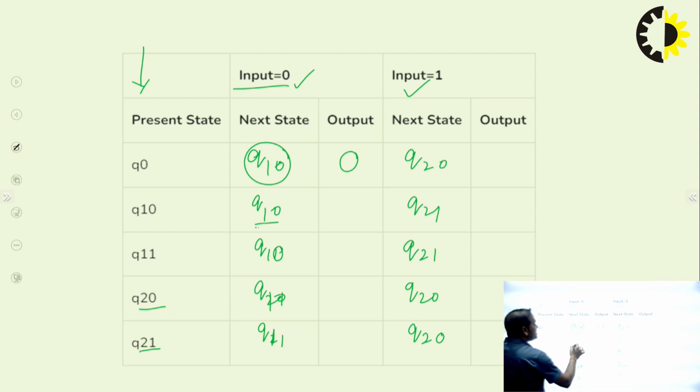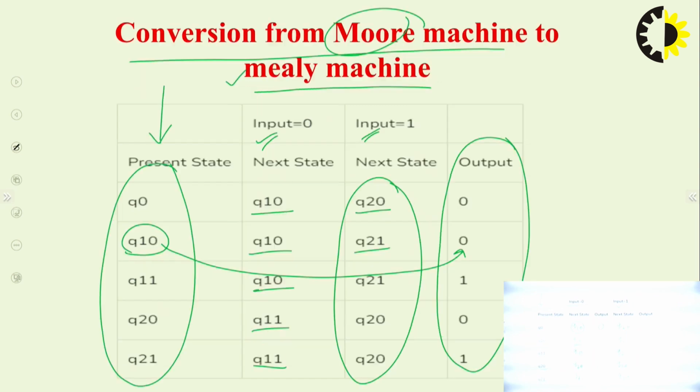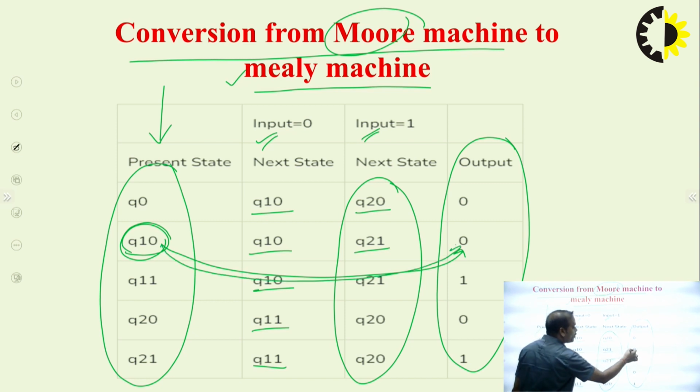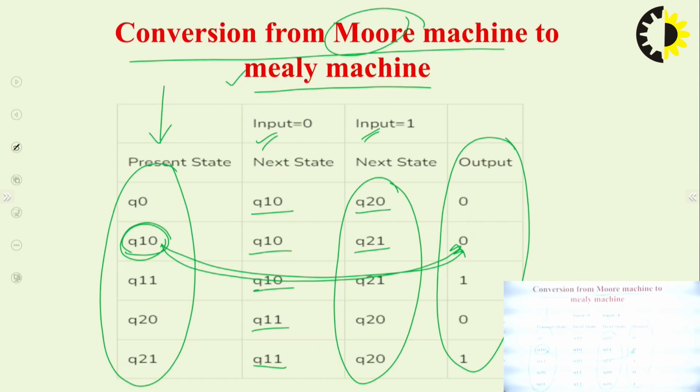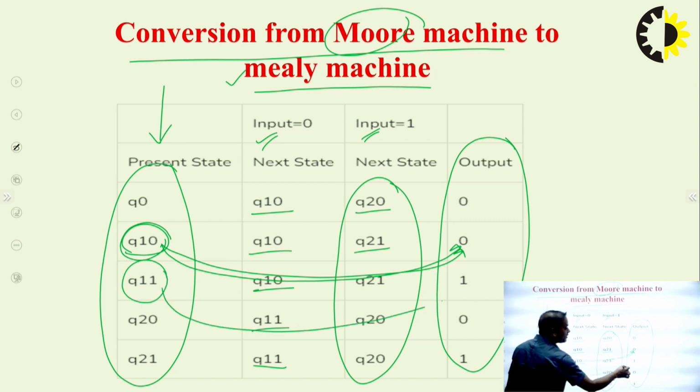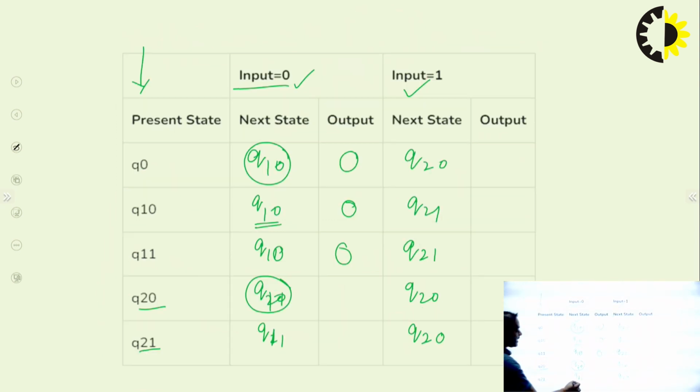Here, the state is Q10. Then what is the output of this Q10? We have to go to the previous table and check the output of Q10 in present state. According to present state, the output is 0. So, we have to also write here 0. Here also 0. Here Q11, go to the previous table and check what is the output of Q11. The output of Q11 is 1. We have to check only by present state. So, we have to write here 1 and here is also 1.